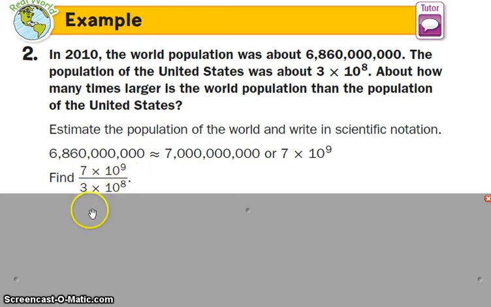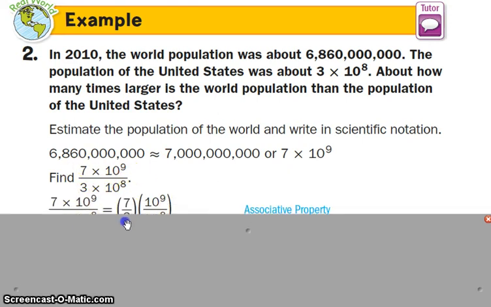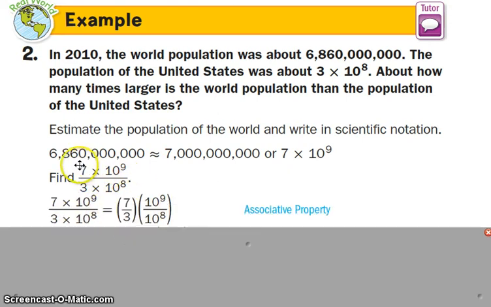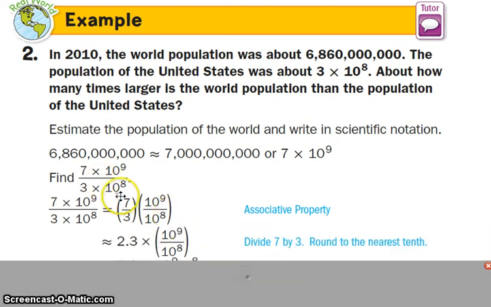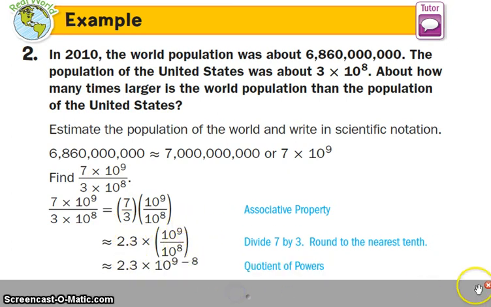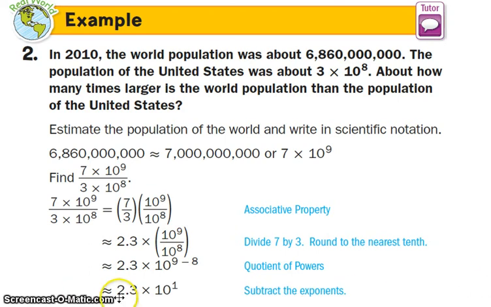So it's just like what we've done so far. We're going to take 7 divided by 3, and then we're going to do our powers. And remember, when we're dividing exponents, we subtract our exponents. Okay? So 7 divided by 3 is 2.3. And then when we do our exponents, 9 minus 8 is 1. So our final answer is 2.3 times 10 to the first.